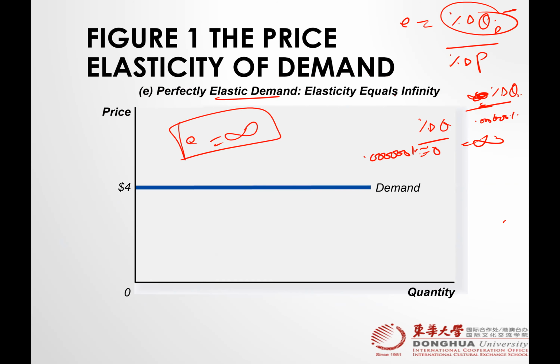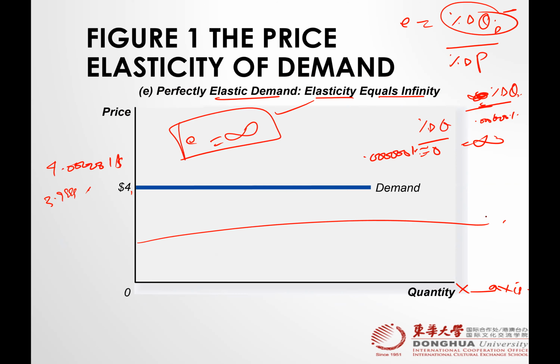So that's why we say that if the elasticity equals infinity, then the shape would be a horizontal line like the x-axis. So if the price is even $4.000001, nobody wants to buy this product. If the price is less than 4, even 3.9999, you don't know the quantity. Anything can be the quantity, whether it's 10,000, 1 million, or 1 billion, you don't know.